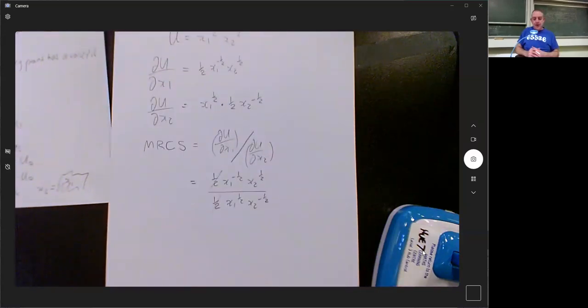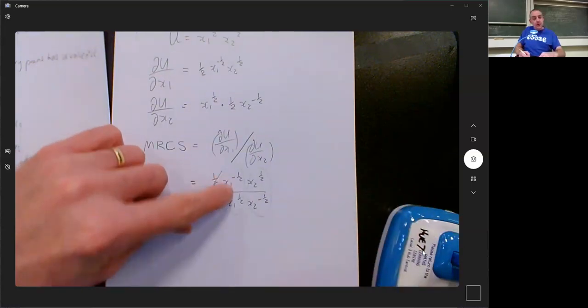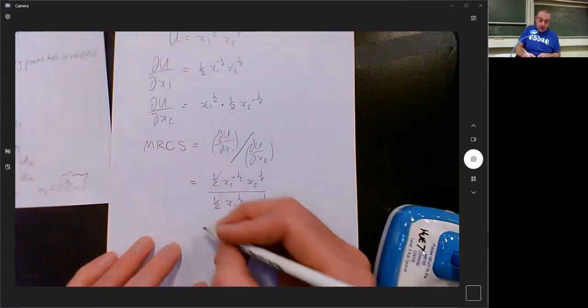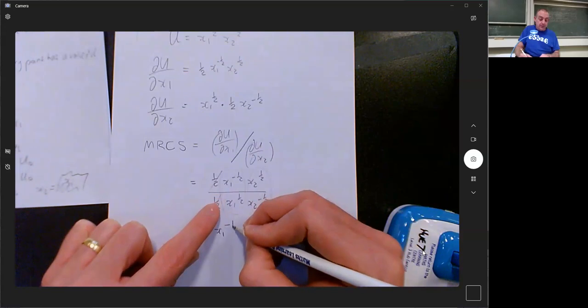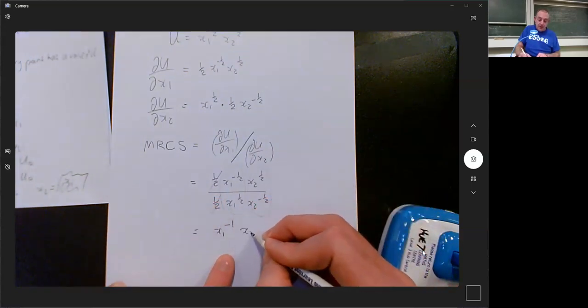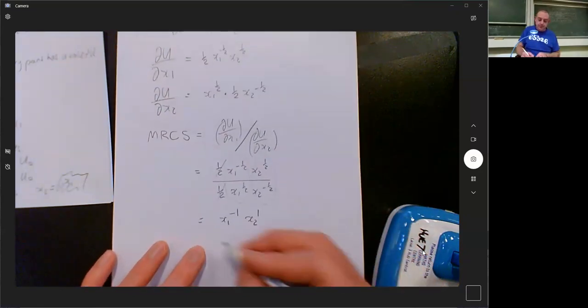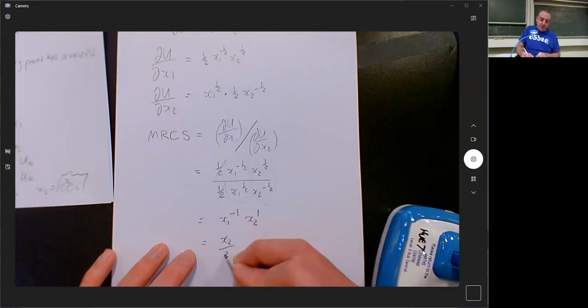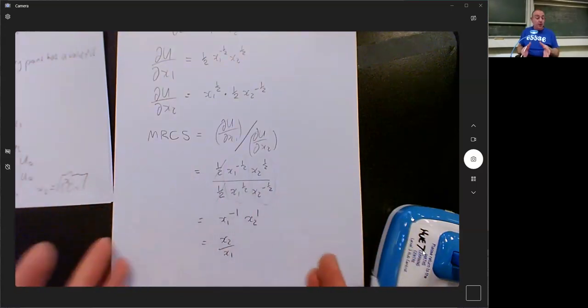Now I know that I can treat this as 2 separate fractions like this. And when you divide 2 things that have the same base, I subtract the powers. And so I'm going to get x1 to the minus a half minus another half, which is minus 1. And this one will be x2, and it'll be a half minus a half, which is plus 1. And so that's the same as x2 divided by x1. You okay? Yeah. Cool. There's lots of ways I could have done that, but this is probably the quickest one.